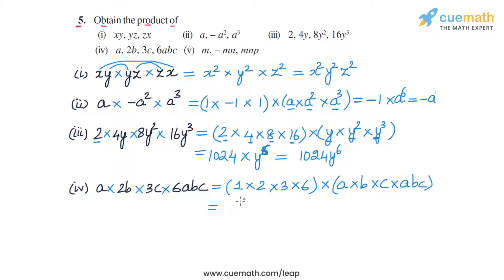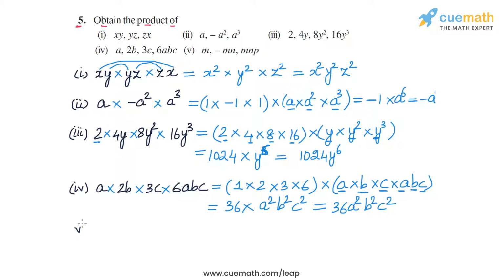Okay, so 1 into 2 into 3 into 6 is 36. And then let's calculate the variable part. So we have 2 repetitions of a, so we get a square, 2 repetitions of b, so we have b square, and we also have 2 repetitions of c, so we have c square. So the variable part is a square, b square, c square, and hence the final product is 36 a square b square c square. This is the product for part 4.